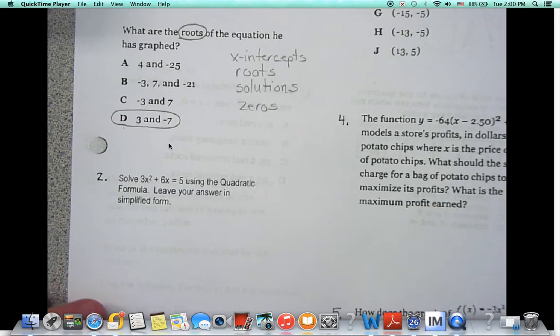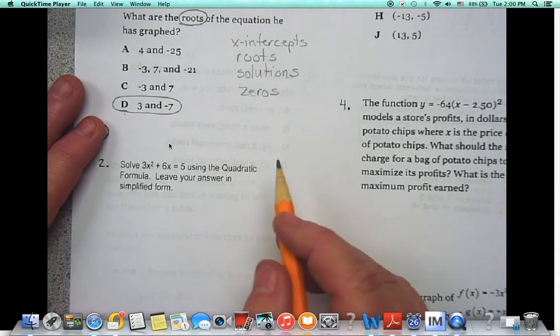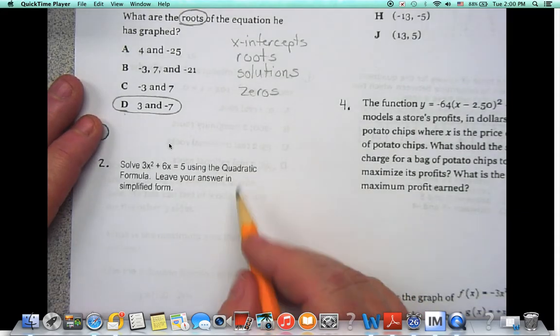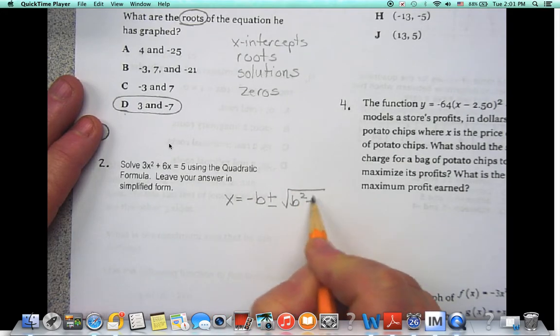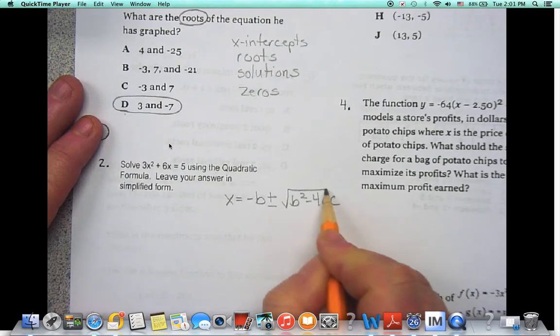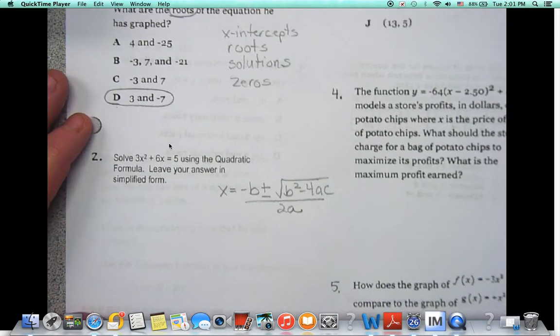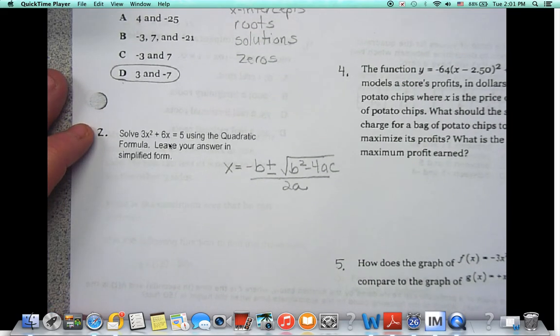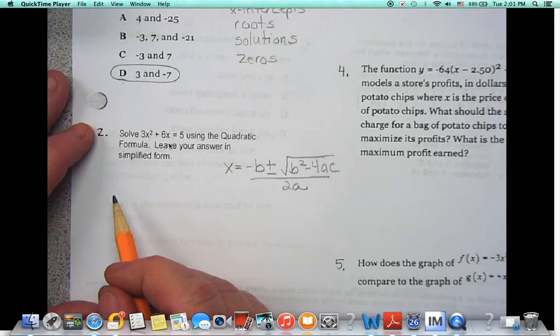Okay, solve 3x squared plus 6x equals 5 using the quadratic formula. Now, I am going to give you the quadratic formula tomorrow. x equals -b plus or minus the square root of b squared minus 4ac, over 2a. It says leave your answer in simplified form, so you're going to simplify the square root if there is one to simplify.